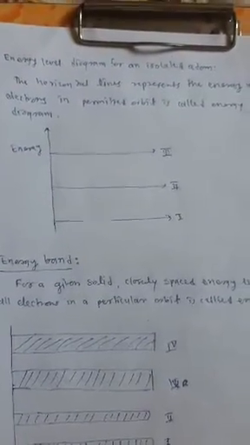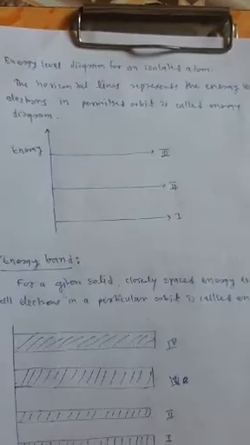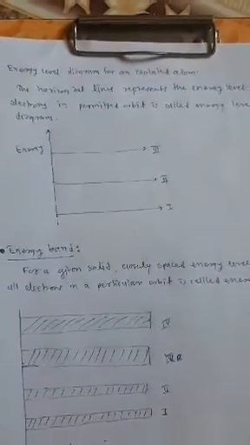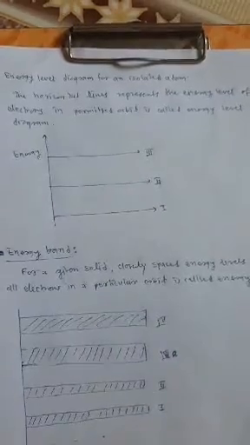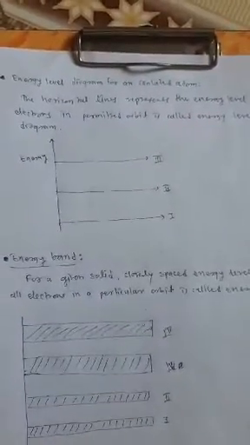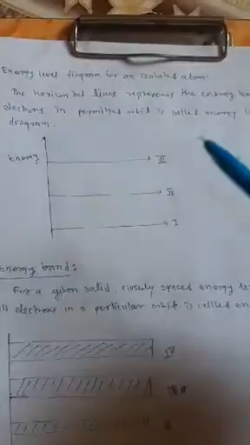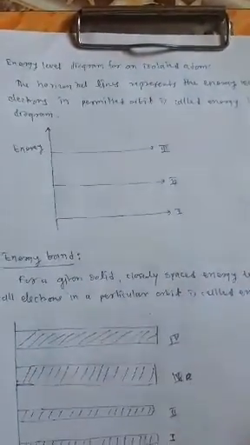Therefore, how to define energy level diagram? The horizontal line that represents the energy level of an electron in a permitted orbit is called the energy level. This is the energy level of an electron in an isolated atom.